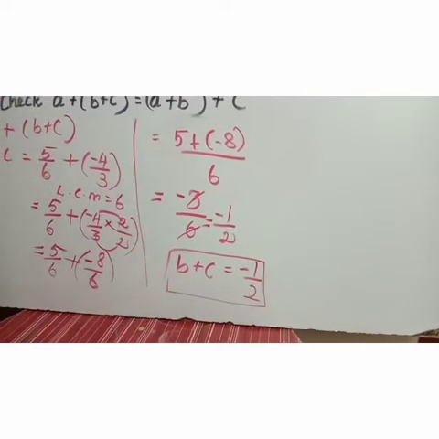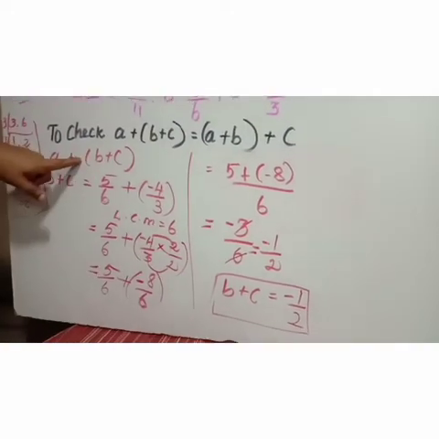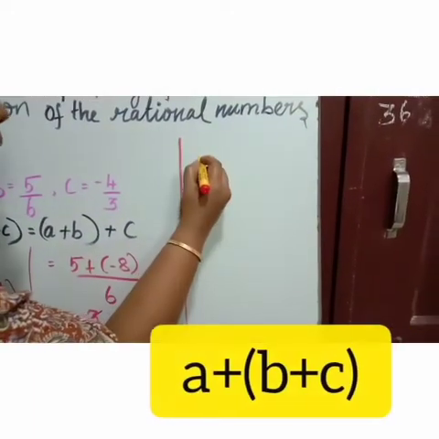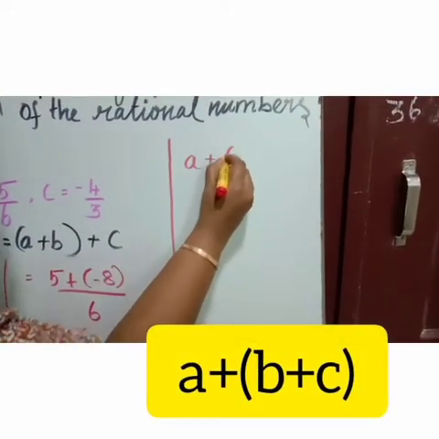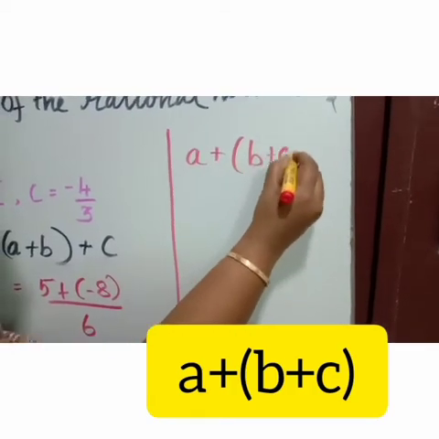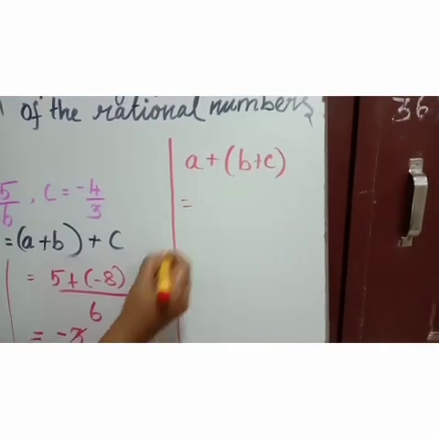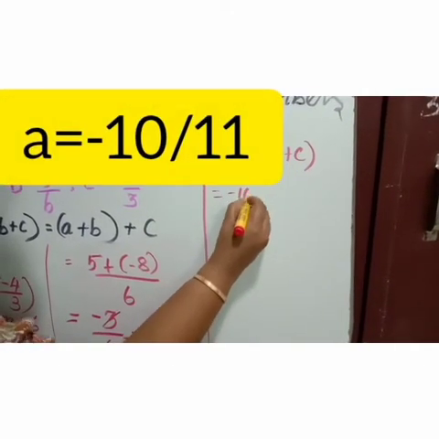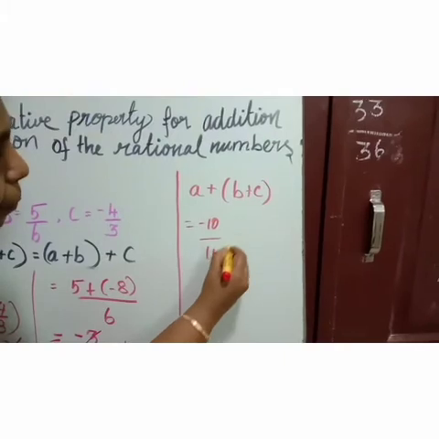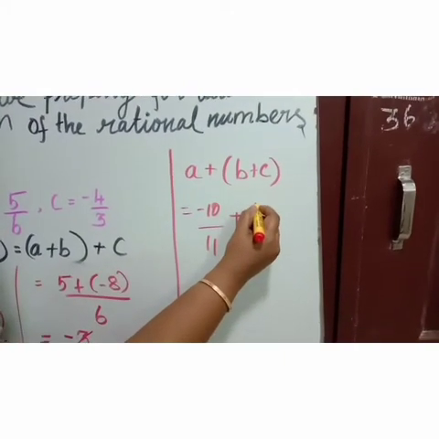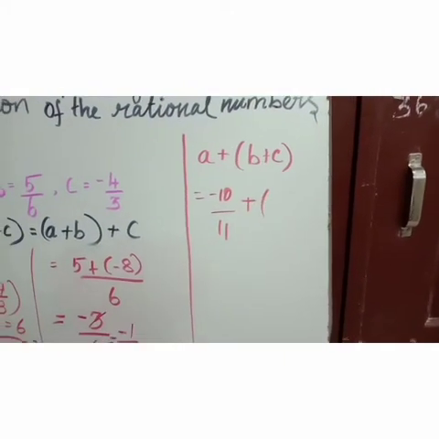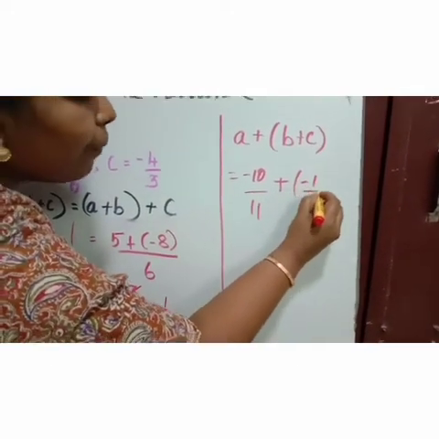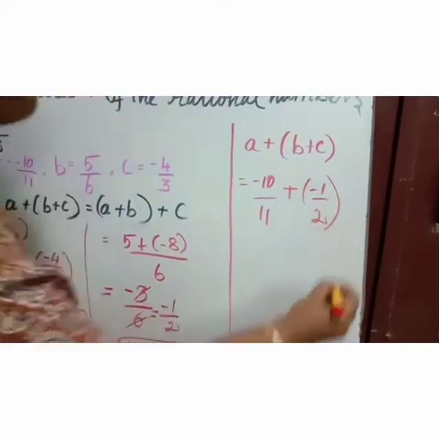So next we are going to find the value of A plus (B plus C). So what is the value of A? Yes, A is equal to minus 10 divided by 11. Put the bracket. Next one, what is the value of B plus C? B plus C is equal to minus 1 divided by 2.